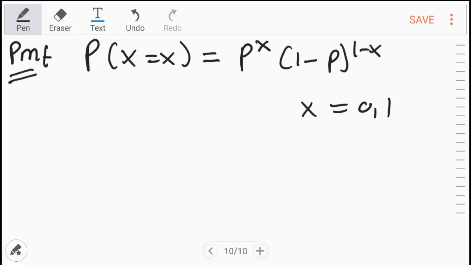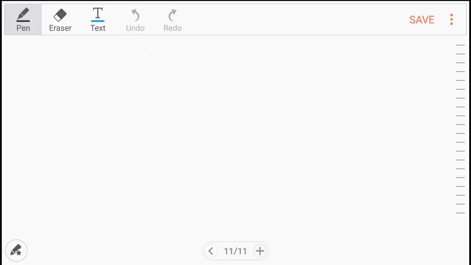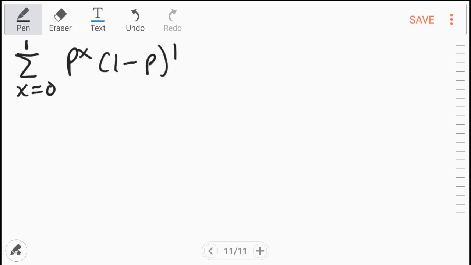So now our duty here is to prove the legitimate condition in the Bernoulli distribution. For legitimacy, it means that the sum of the PMF from 0 to 1, that is p to the power x, 1 minus p to the power 1 minus x, should be equal to 1, and x takes values 0 and 1.